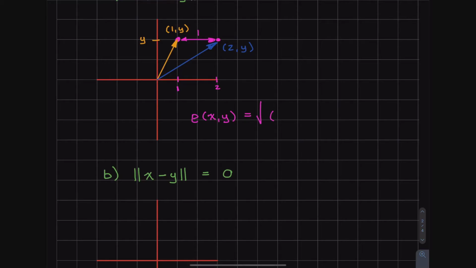So in this case, it doesn't matter which one you pick because they're both going to cancel. So let's start with the orange one. So let's say 1 minus 2 squared, and then plus the second components minus each other. And in this case, if they're both at y, what's going to happen is we're going to have y minus y squared.